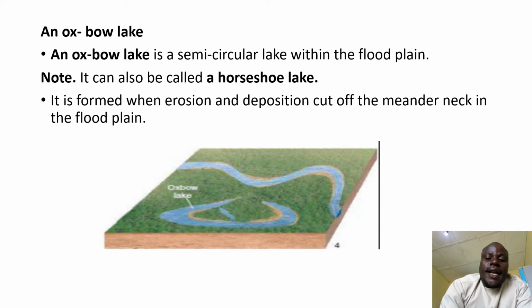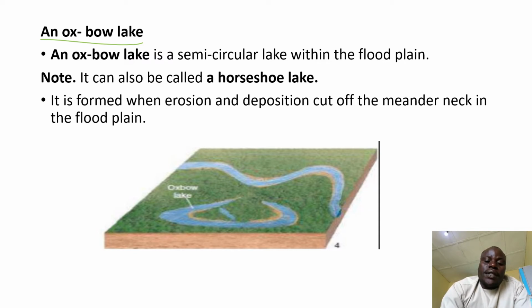An oxbow lake. This is a lake which looks like a shoe of a horse. That's why sometimes we say it is a horseshoe lake. It is a semicircular lake within the floodplain, within the river valley. It is formed when erosion and deposition cut off the meander neck of the river.